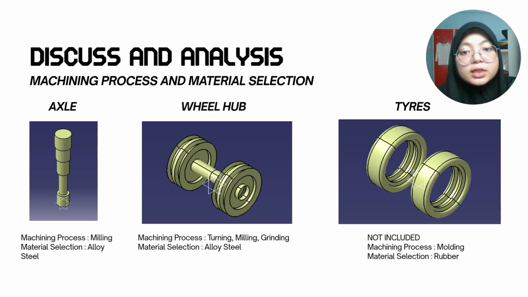Lastly, the tire is included only for assembly visualization, and it is not machined, as it is manufactured using a rubber molding process. Its inclusion shows how it fits with the axle and wheel hub in the assembly.